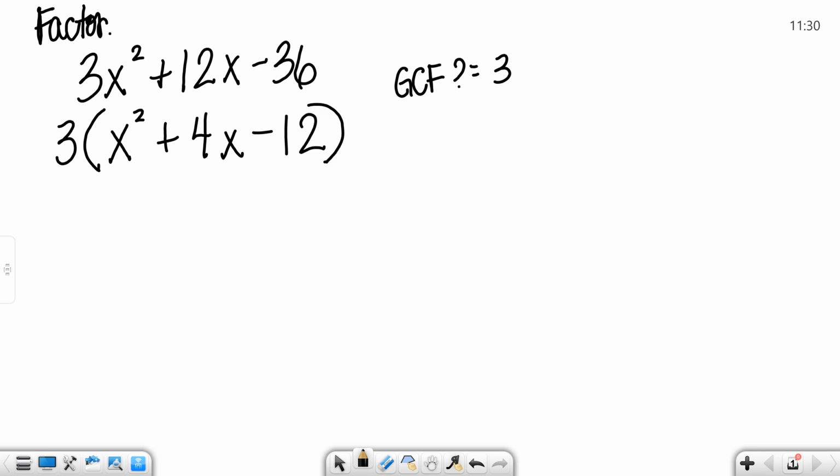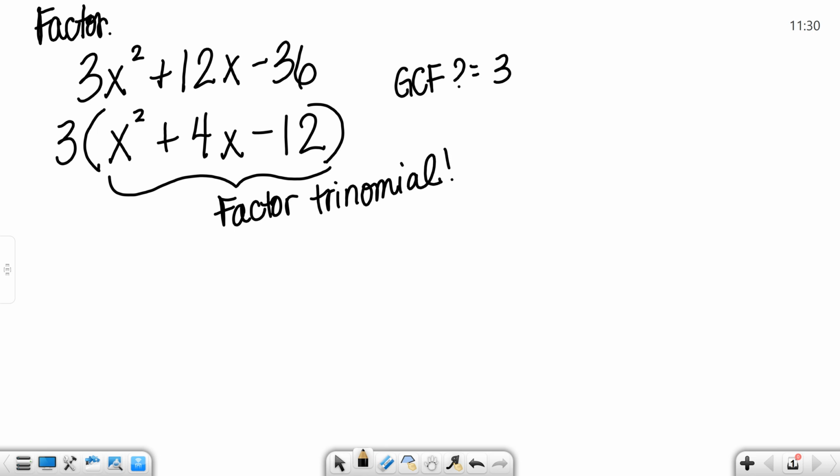All right, now we are not finished, because now we are going to factor the trinomial using what we just learned. So this 3 that's sitting out front is going to stay there, and then we're going to multiply it by whatever the factors of x squared plus 4x minus 12 are.